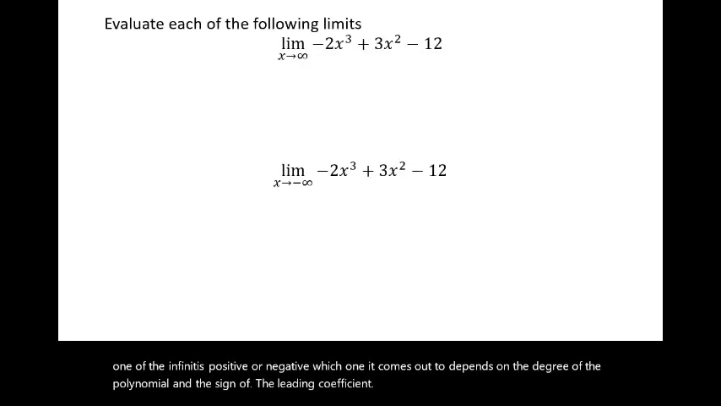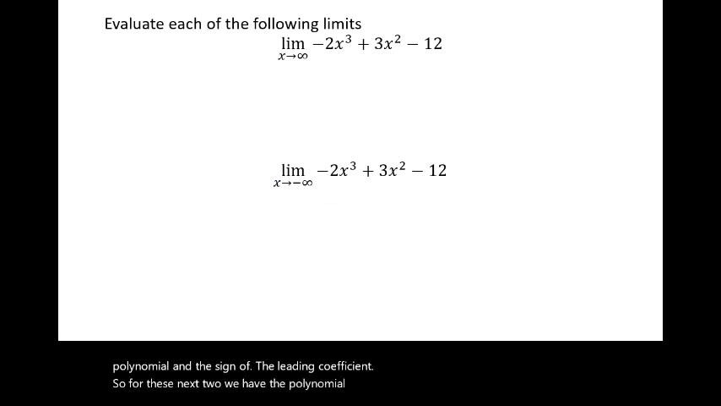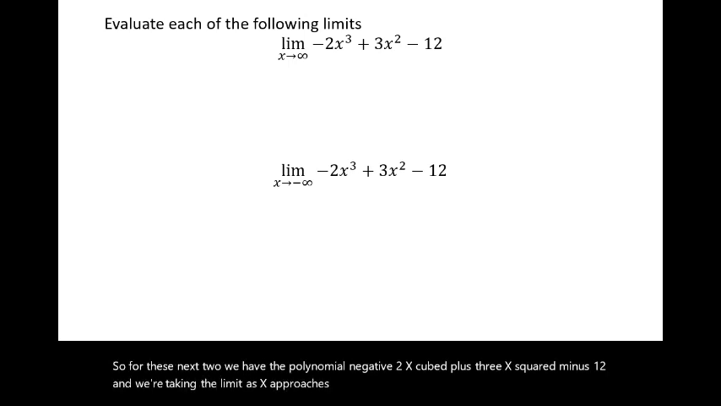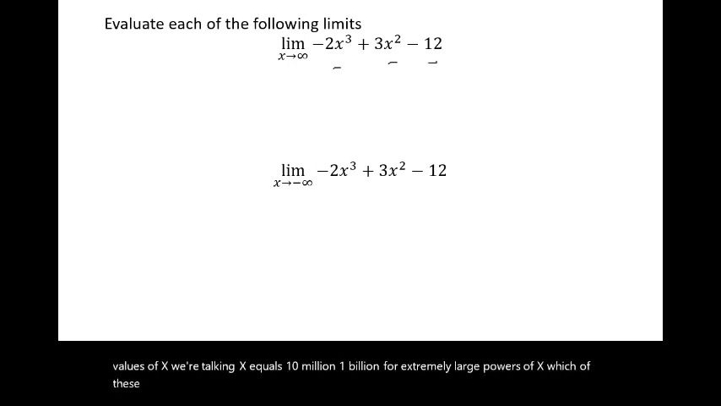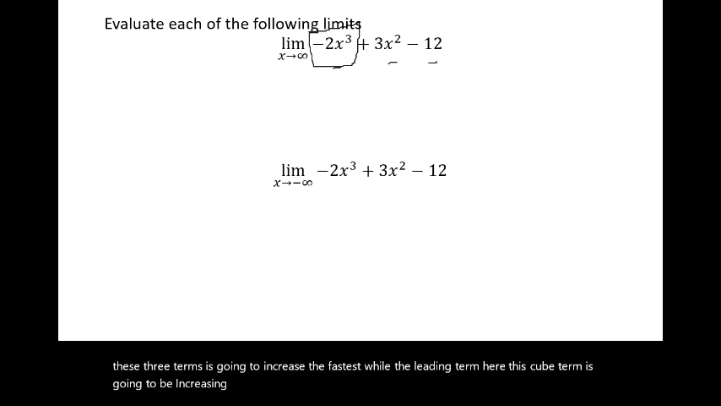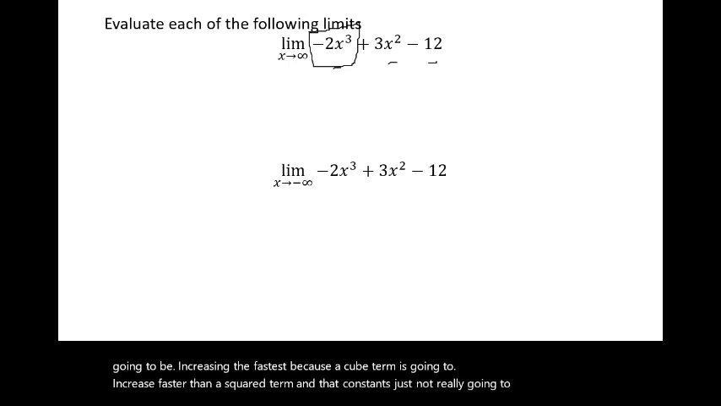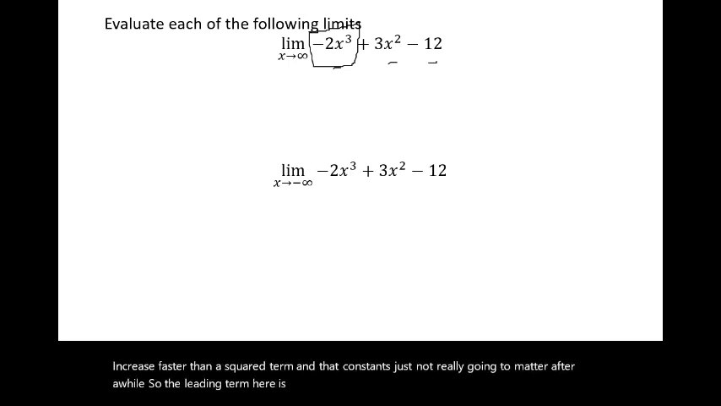So for these next two, we have the polynomial negative 2x cubed plus 3x squared minus 12, and we're taking the limit as x approaches positive infinity. So remember, for extremely large values of x, we're talking x equals 10 million, 1 billion, for extremely large powers of x. Which of these three terms is going to increase the fastest? Well, the leading term here, this cube term, is going to be increasing the fastest because a cube term is going to increase faster than a squared term, and that constant's just not really going to matter after a while. So the leading term here is what really determines the behavior of the function as x gets larger and larger.